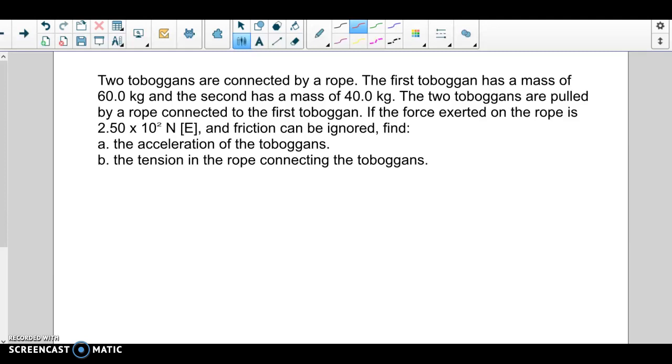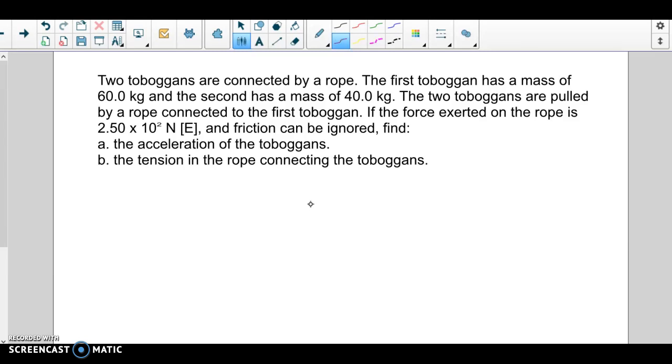So this example is similar to the last one that had two blocks. And the most important thing to notice right away is both of these objects have the same acceleration, which means we can actually group them together as one object when we analyze it. And that can make our lives a little bit easier, especially if we're solving for something like the acceleration of both toboggans together.